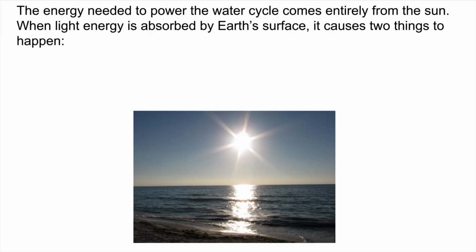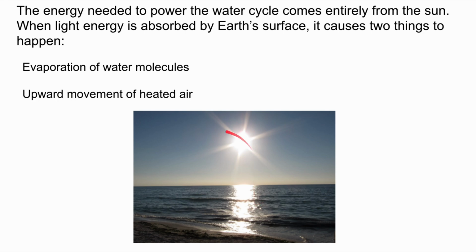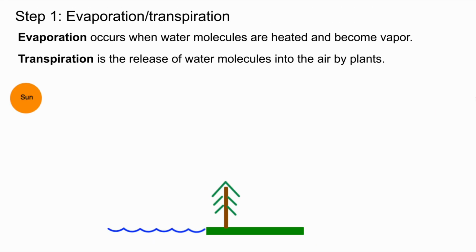So let's start with this. The energy needed to power the water cycle comes entirely from the sun, like so many things on Earth. The energy source is the sun, and light energy from the sun gets absorbed by the surface. It causes evaporation to occur, and it causes hot air to rise upward, carrying those water molecules with it. So let's look at step one. Step one is evaporation and transpiration.